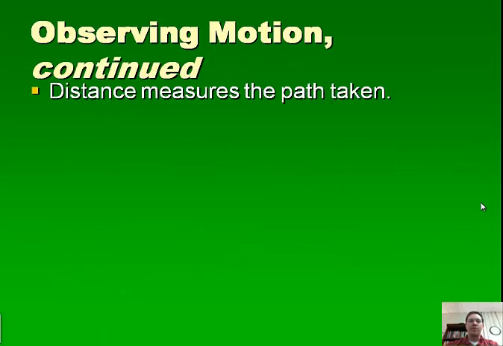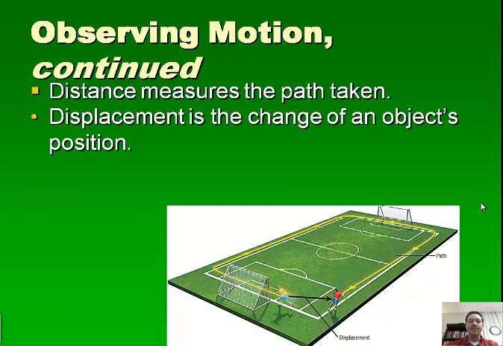Look at this a little bit more here on this slide. Distance will measure the path taken, and displacement is the change of an object's position. So we've got one person that's graphed on this soccer field, and they're shaded here, so it shows this individual running almost completely around the soccer field. So this path that this individual takes is distance.